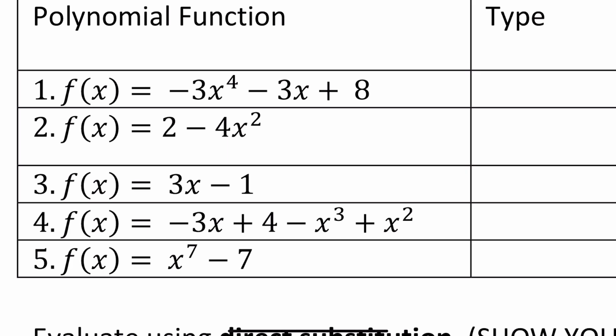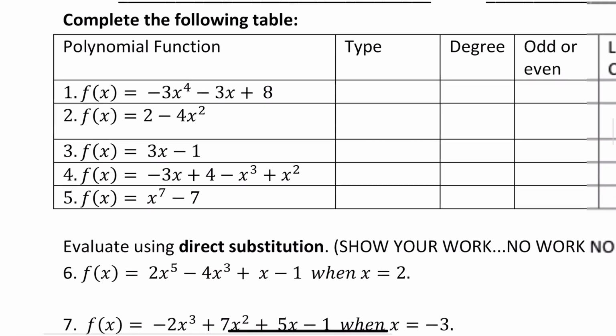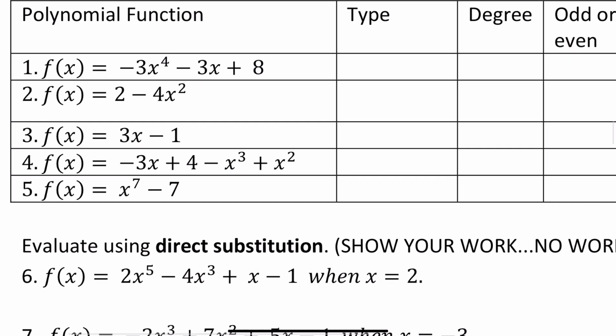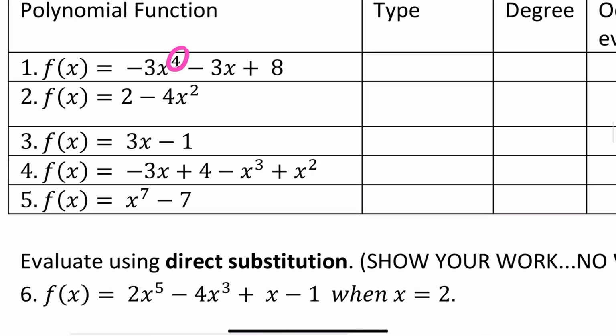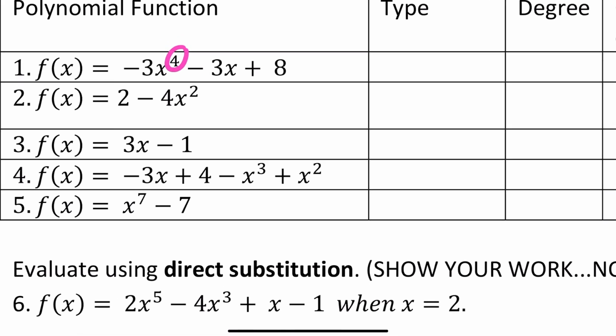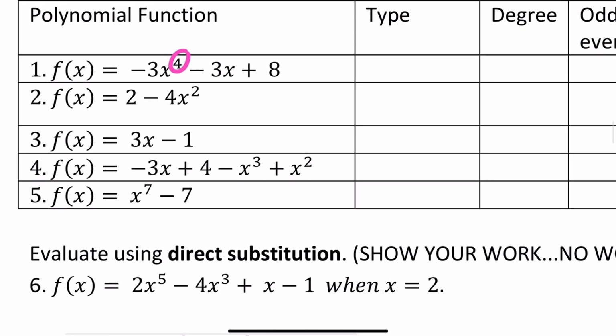So we have number one, f of x is equal to negative 3x to the fourth power minus 3x plus 8. In order to identify the type of polynomial this is, we first have to identify the degree of the polynomial. As a reminder, the degree of a polynomial is the highest exponent on the variable in the polynomial. So our highest exponent here is 4, so the degree is 4. Therefore, this is a quartic. Degree 4 is a quartic.